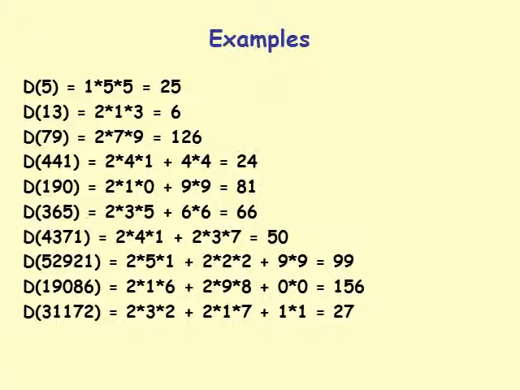Let's do another example here. D of 31172. We pair 3 with 2, which are in two different positions, so we get twice the product. 2 times 3 times 2 is 12. We pair this 1 with the 7. They are in two different positions, so we get 2 times 1 times 7. That's 14 here. Then we have a lone 1 left, which we pair with itself. That's 1 times 1. So this is 12 here, 14 here. 12 plus 14 is 26, plus 1 is 27.